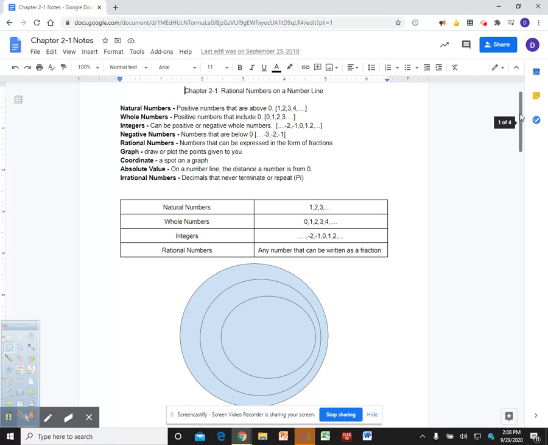Integers can be positive or negative whole numbers. So integers are like -2, -1, 0, 1, 2, and so on. Negative numbers are numbers below 0.